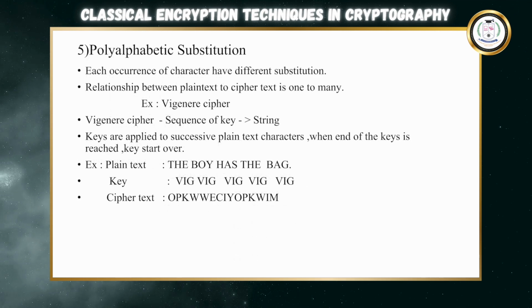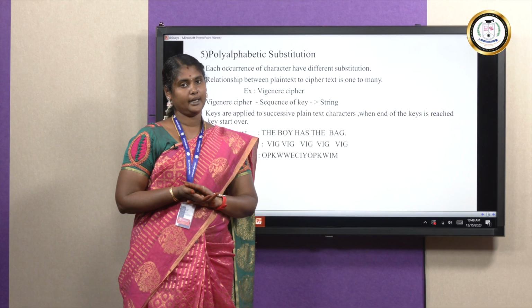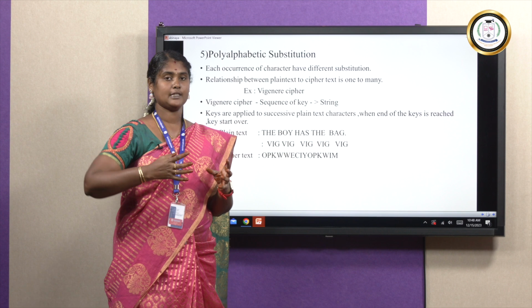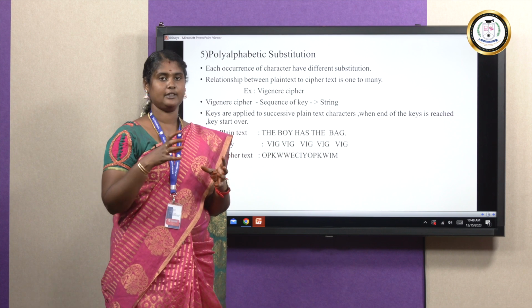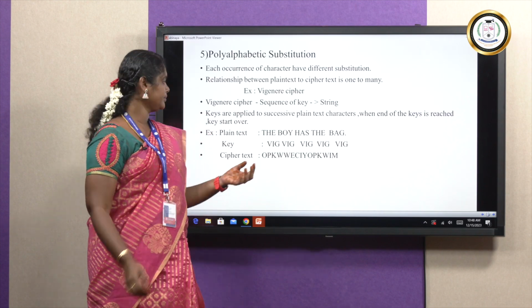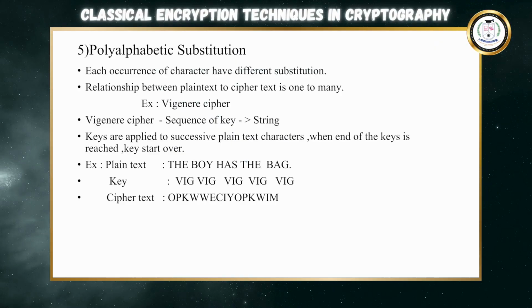So next one is the polyalphabetic cipher. From the name itself, poly means it is one to many. If it is mono-alphabetic, it is only 1 to 1. If it is polyalphabetic, I am going to replace one letter with many letters. So here this is an example, the boy has the bag. So this is your plain text.